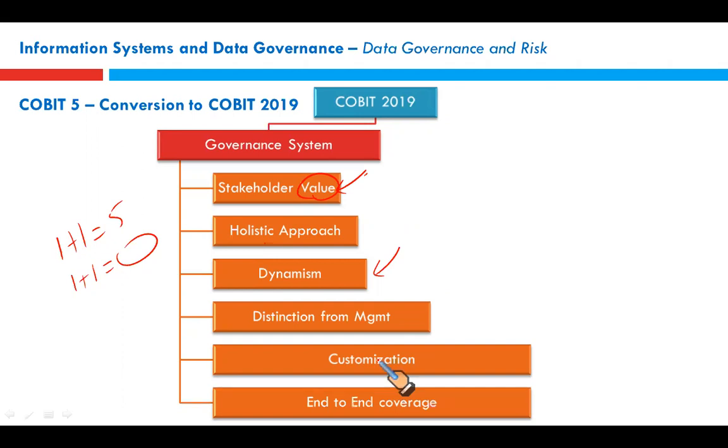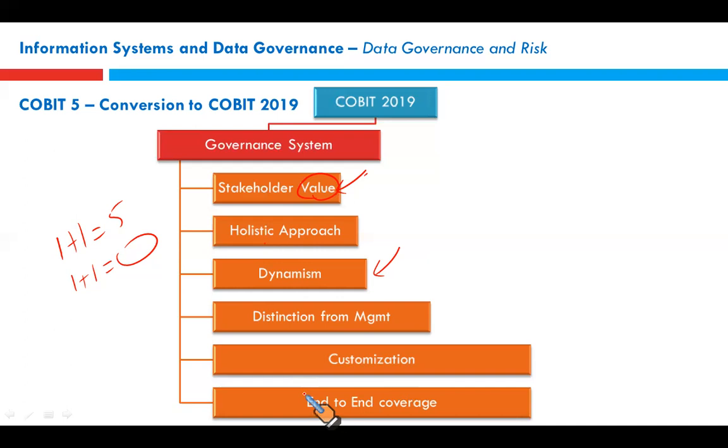So there must be an element of customization so that we can make use of the system according to our needs. And then finally, end-to-end coverage. IT is not just a single function, or a single department. Its impact is pervasive. It affects every department, every function in an organization. You can see IT is affecting every part of your organization.